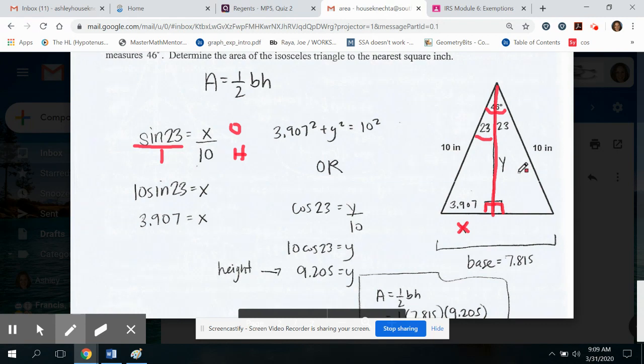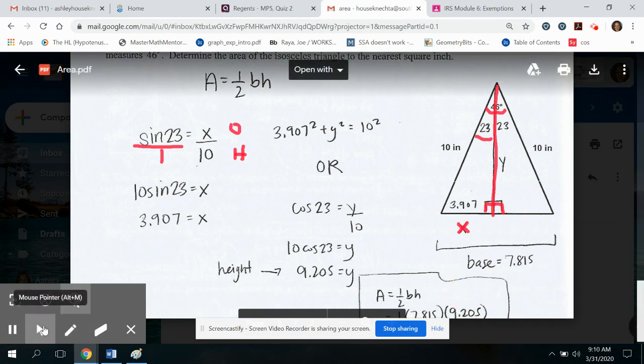To find the height, I could have used trigonometry again. If I used trigonometry, I probably would have used cosine, because I would have used this adjacent side and the hypotenuse again. You could have also used tangent with this opposite side of 3.907 and this adjacent side. I chose to use the Pythagorean theorem again, or I even wrote down the cosine piece for you. Either way, this is your height, 9.205.